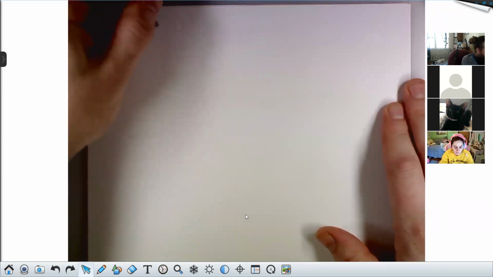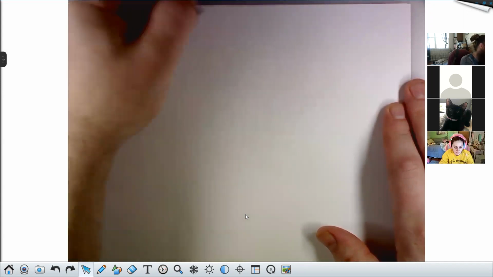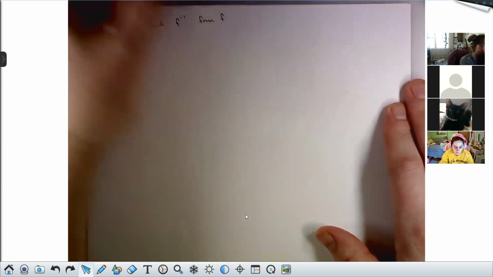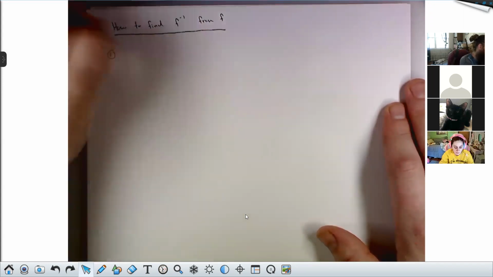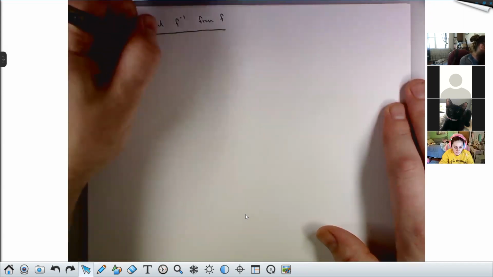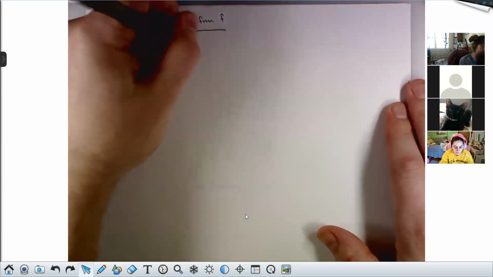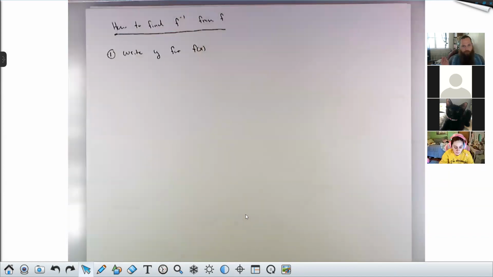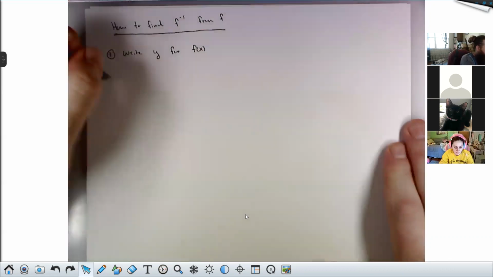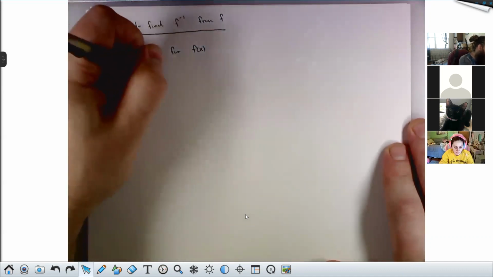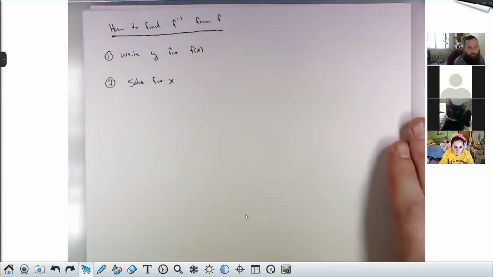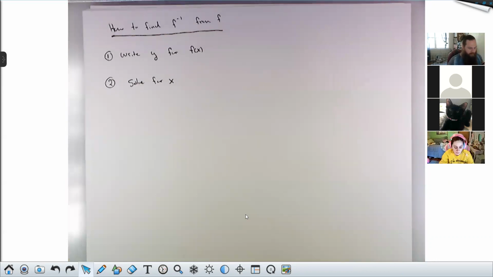How to find f inverse. 5 steps. First, write y for f of x. So maybe you have f of x equals 2x minus 3. And then you're going to write y equals 2x minus 3. Then solve that equation for x. I know this might be a little different than what you've heard in high school or other algebra classes. Just go with me on this. I promise you this is the smart way.